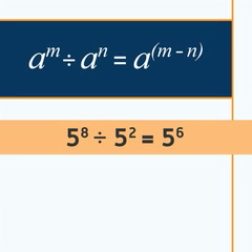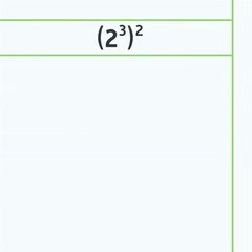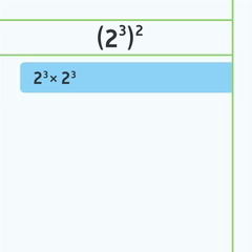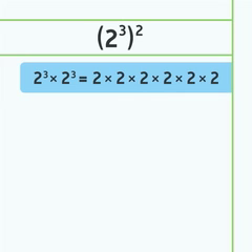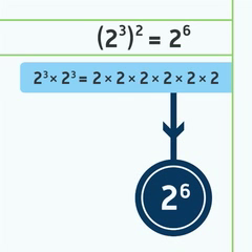of 6. Now let's think about 2 cubed, all squared. That's 2 cubed times by itself, or 2 times 2 times 2, multiplied by 2 times 2 times 2. That comes to 2 to the power of 6.